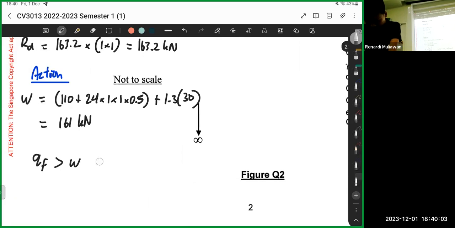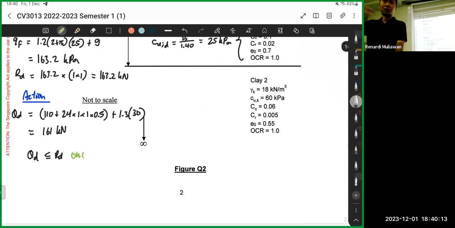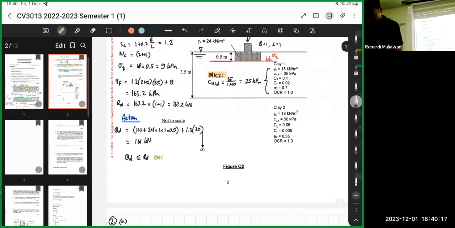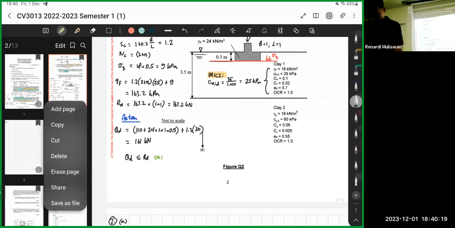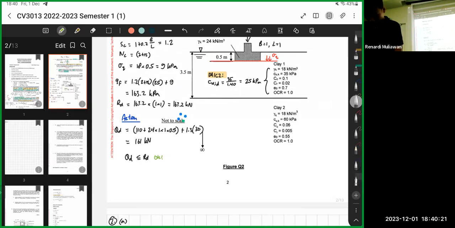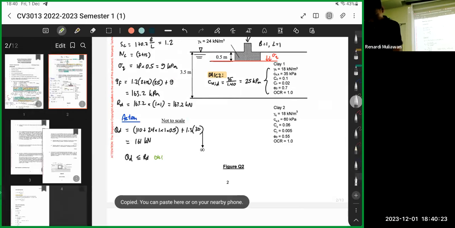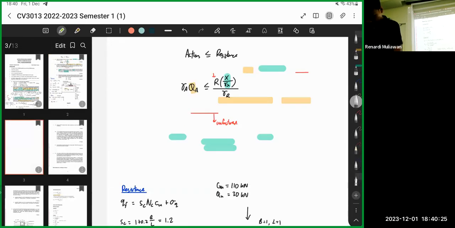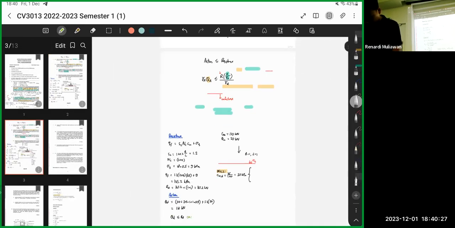Okay. So this one action is QD, right? So QD less than RD, so it's okay. So that's the steps now. Okay, action and resistance. Always 60. Okay, now let's go to the next one.